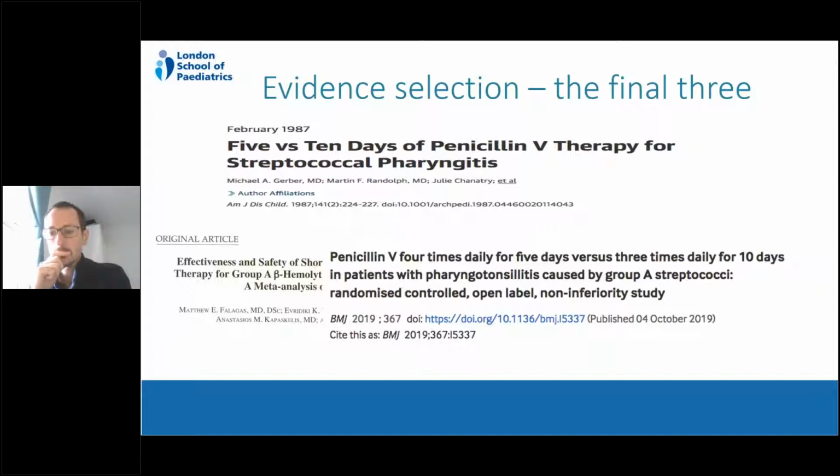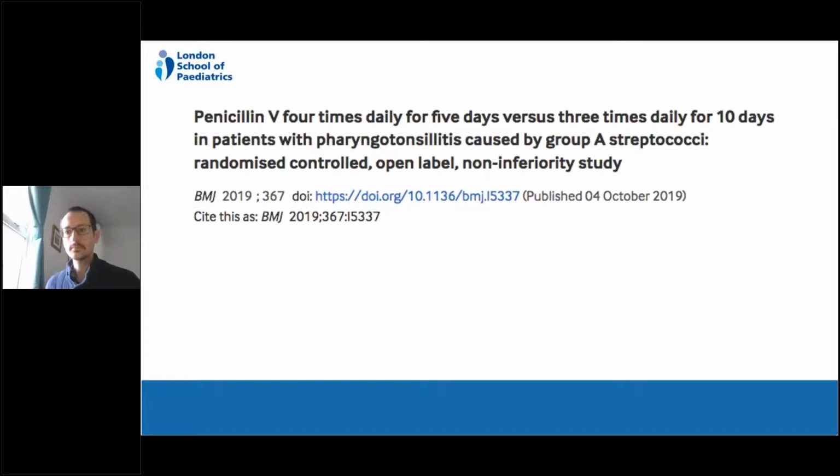But for the quick answer, we found the last paper, the third, which was by a group of Swedish researchers and was published in 2019. This was much more recent, which was good, and it had a bigger sample group compared to the previous two papers I mentioned. So those are the three papers that we found.